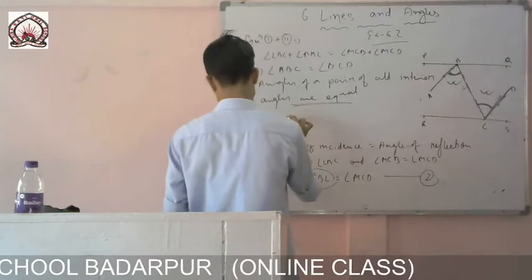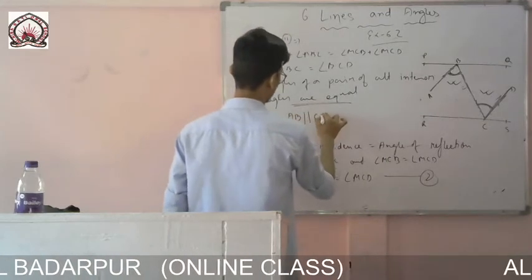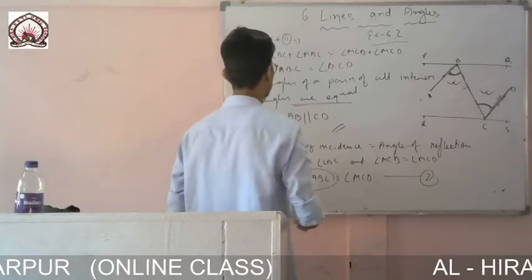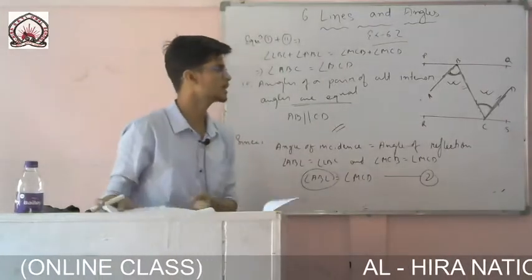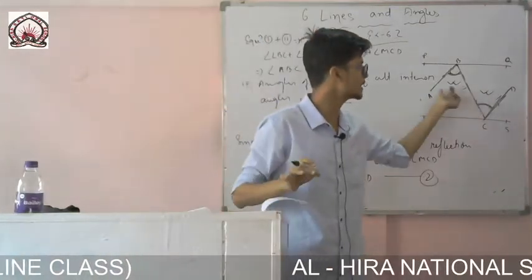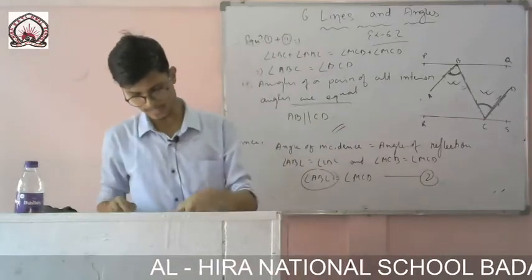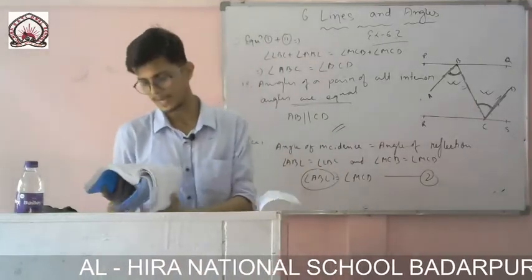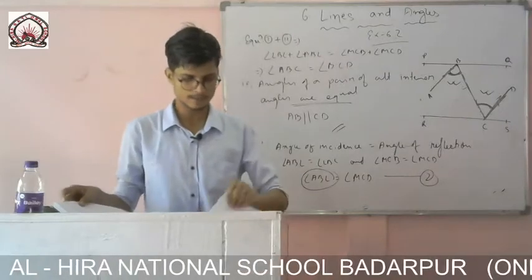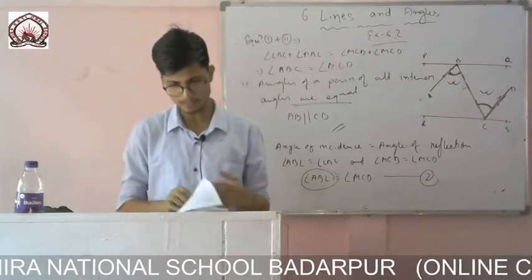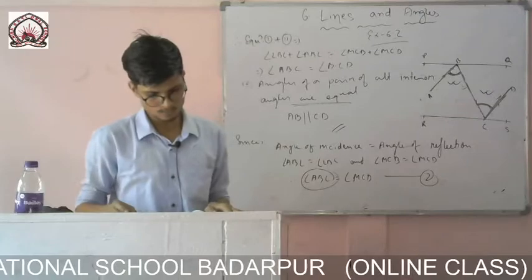So I can write, therefore AB is parallel to CD. Angles of a pair of alternate interior angles are equal. So if these two angles are equal, then I can say that these two lines are parallel to one another. So this is the end of this exercise. Now let us move to examples.